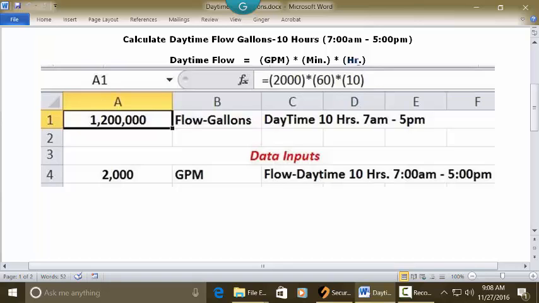centered. In the address bar, you can type in this formula, equal sign, open parenthesis 2000, close parenthesis, multiplication key, open parenthesis 60, close parenthesis, multiplication key, open parenthesis 10, close parenthesis, press enter, and in A1 is your answer, 1,200,000 gallons of flow in that 10-hour period.